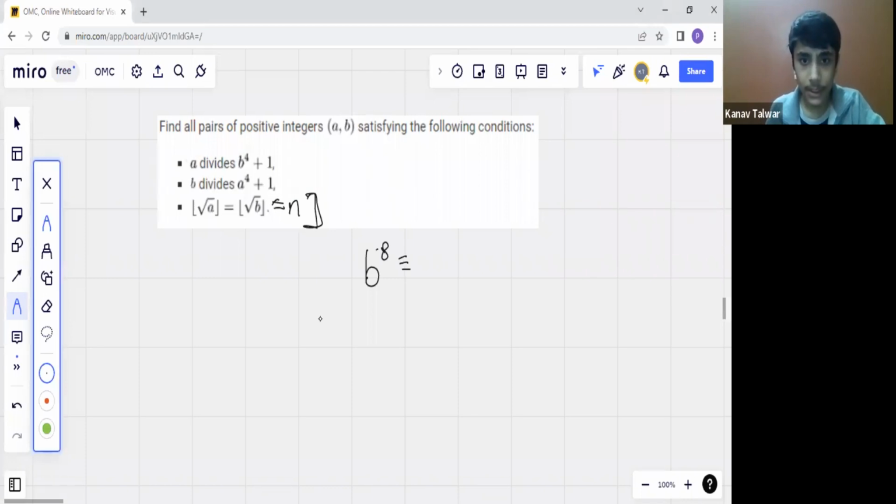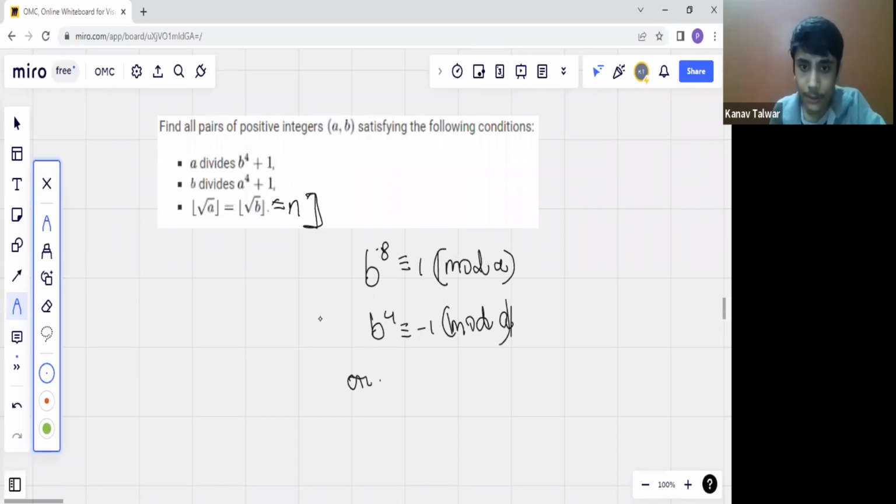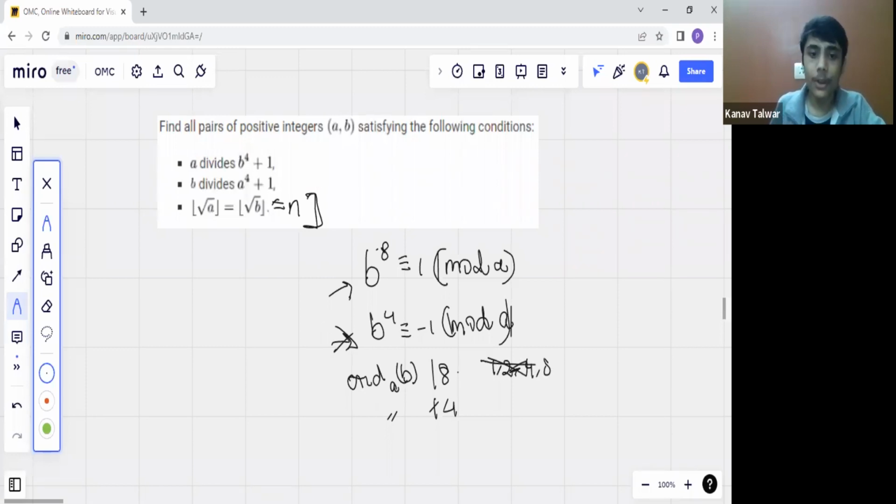So as suggested in the chat, we first have that b to the 8 is congruent to 1 modulo A, just because we already had b to the 4 is congruent to negative 1 modulo A. This implies that the GCD of A and B is 1 and the order exists. So whatever the order of B modulo A is, it divides 8 but does not divide 4, because B to the 8 is 1 mod A and B to the 4 is not 1 mod A. Divisors of 8 are 1, 2, 4, and 8, and 1, 2, 4 all divide 4, so these cannot be the possible values. So the order of B modulo A is 8.